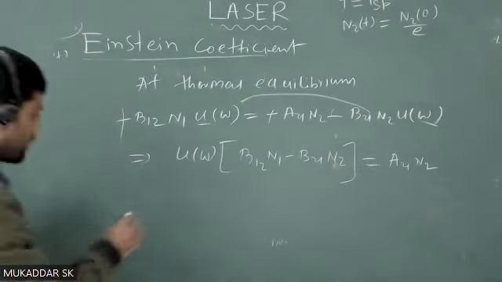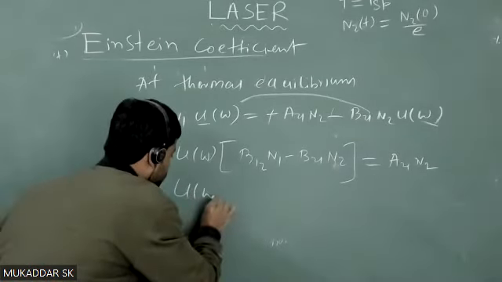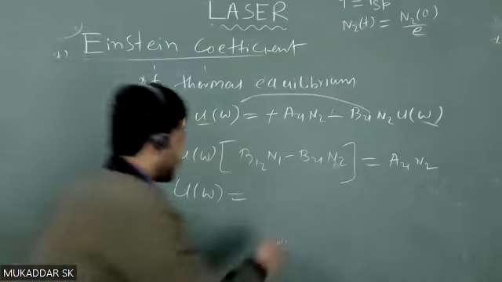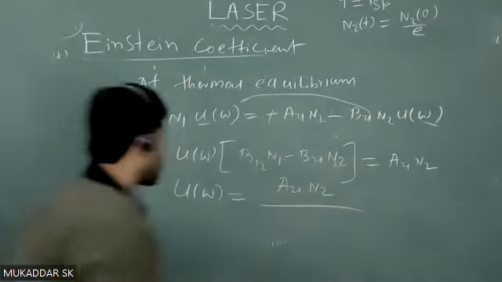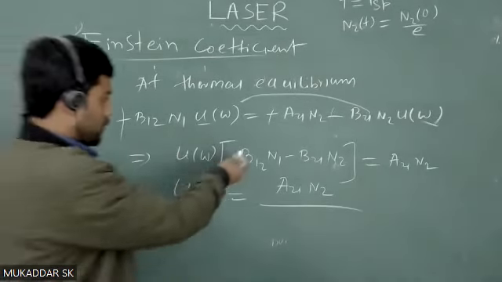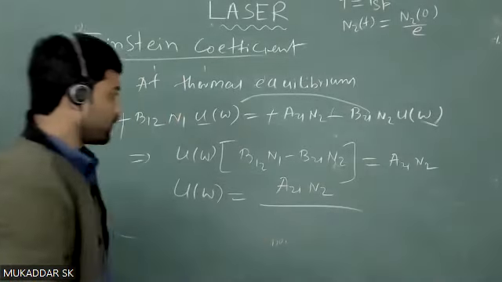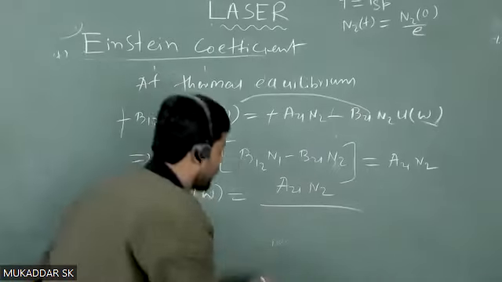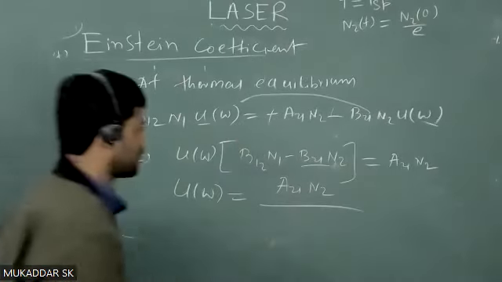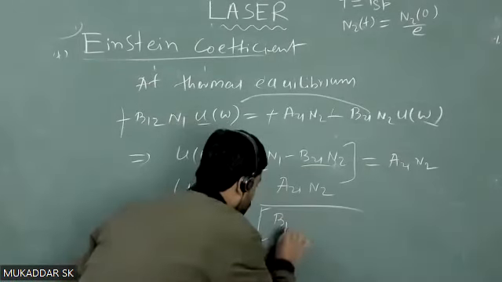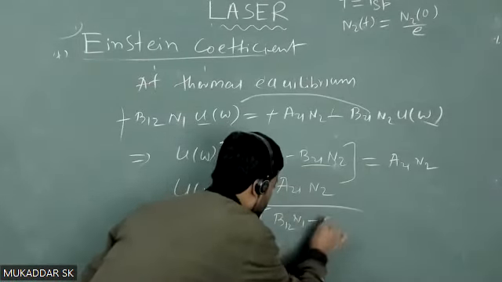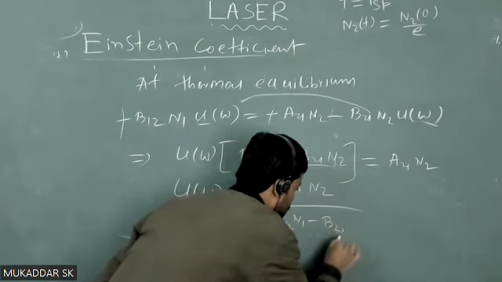So from here, what I can write is that the energy density of the incoming photon should be equal to A21 N2 divided by B12 N1 minus B21 N2, right? Then I can take the second term common as well.